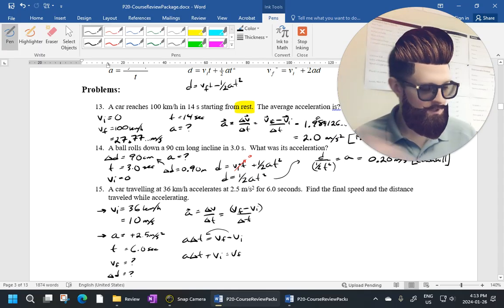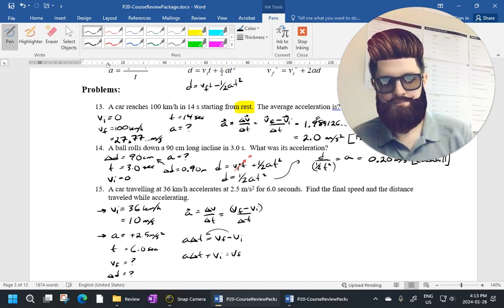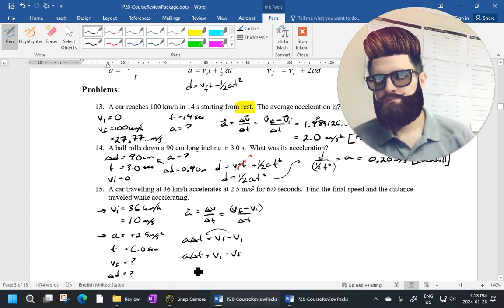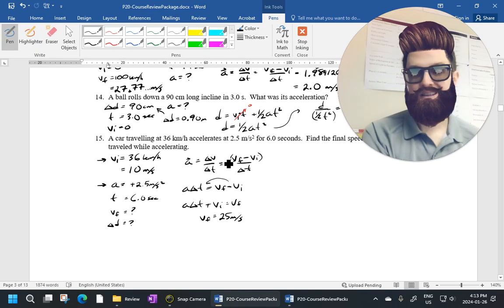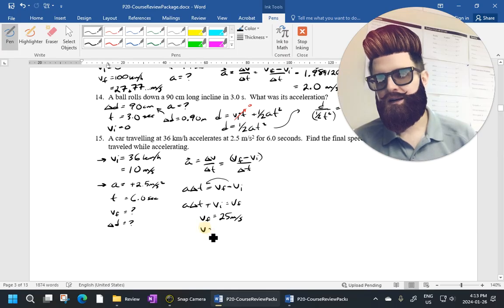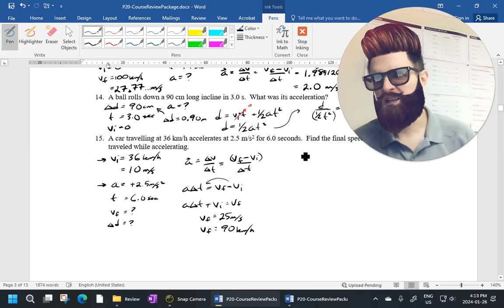There you go. That looks pretty good. So we plug all the numbers in there, so I got 2.5 times the time plus the 10. So my VF is 25 meters per second. Now what's nice is because they start off in kilometers per hour, you probably should end up in kilometers per hour. So let's just do that really quickly. So my final velocity here is 90 kilometers per hour. Okay, didn't have to do that probably.